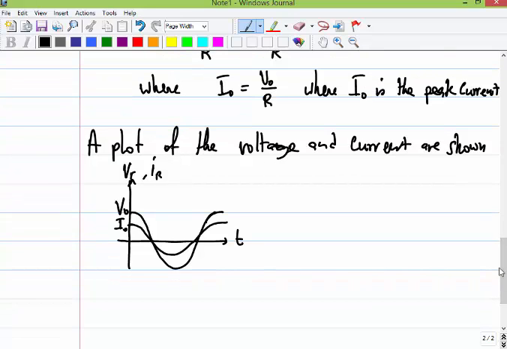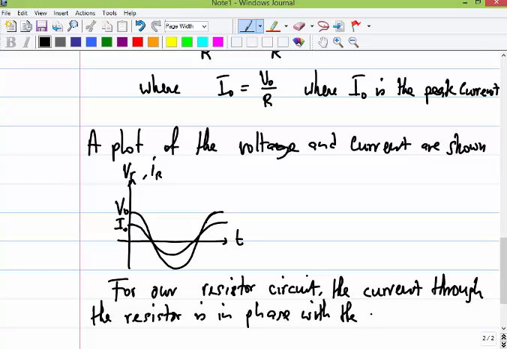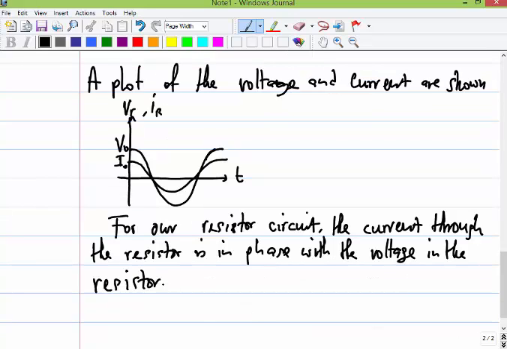This tells us that the current and the voltage are in phase. So we can say that for our resistor circuit, the current and voltage are in phase. So the current through the resistor is in phase with the voltage. The current and voltage are in phase for a resistor circuit like this.